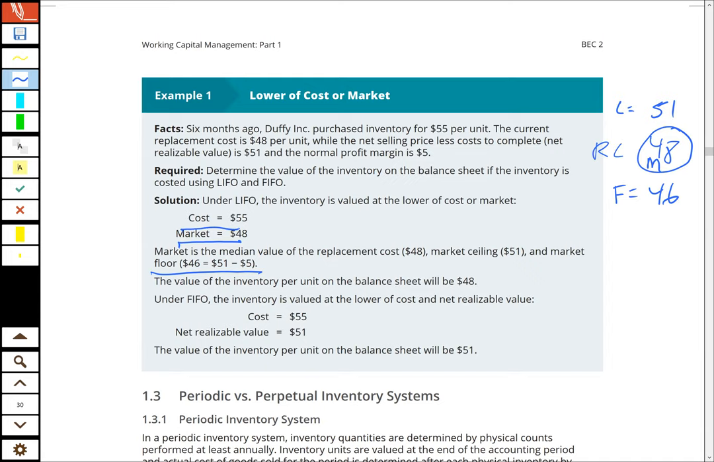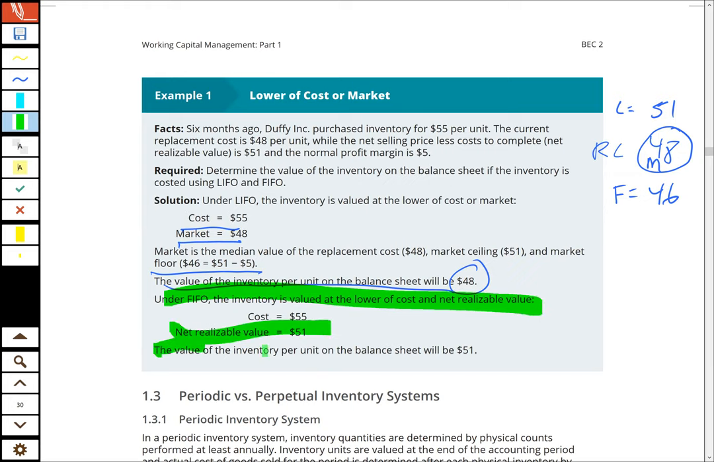Since my cost is 55, then I'm going to carry that at what? I'm going to carry that at 48 because my market is below my cost. Okay. If I was using any other inventory method, say FIFO, then I'm going to put it at the lower of cost or net realizable value. So I would put that at 51. That's what I would report on the balance sheet.